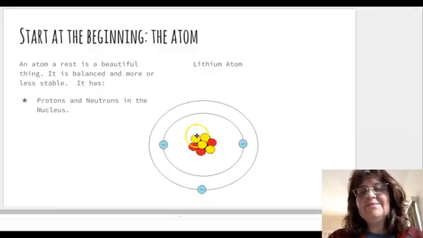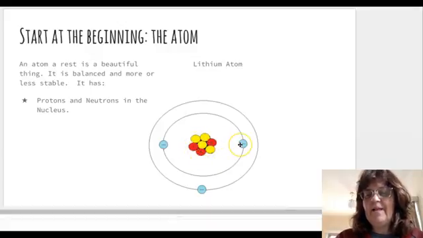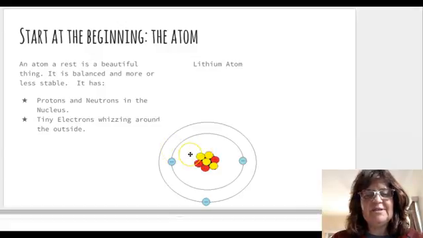Okay, in the nucleus we can see we've got protons and neutrons. The difference between them is that the protons all have a positive charge and the neutrons are neutral. You also see that there are 3 protons and they balance out the 3 tiny electrons whizzing around the outside. And remember, there's heaps and heaps of space in here. This is quite a big nucleus. These guys are really tiny, so this is a bit deceptive.